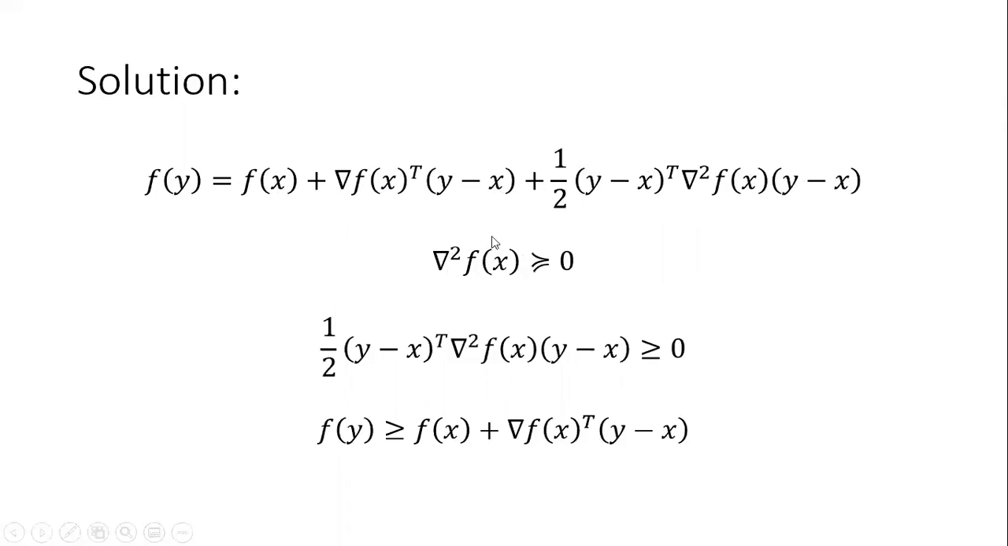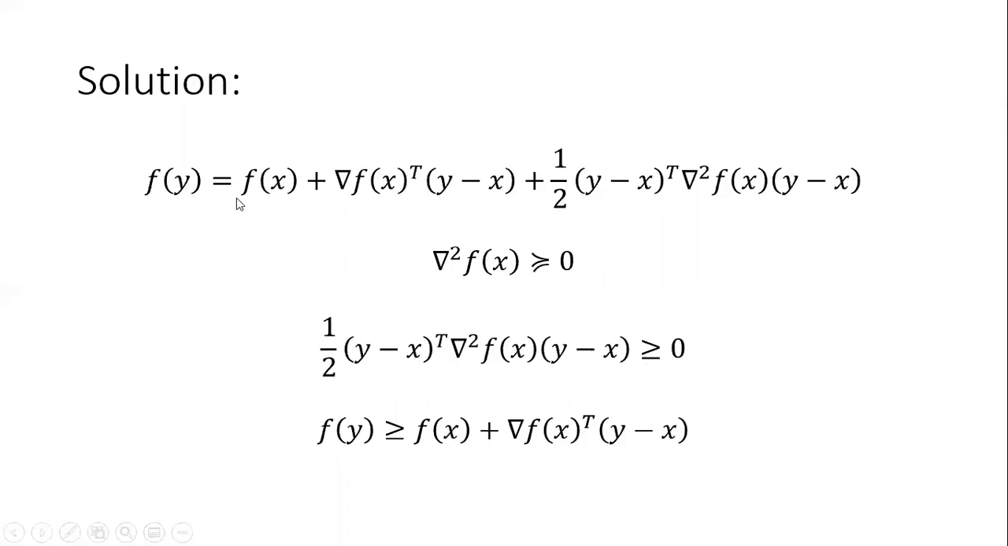And we also know that the Hessian of f(x) is positive semi-definite. So by the definition of a positive semi-definite matrix, we know that for every vector, and also for the vector y minus x, it holds that (y minus x) transpose multiplied by the Hessian multiplied by (y minus x) is greater or equal to 0. It also holds if we are multiplying it by half.